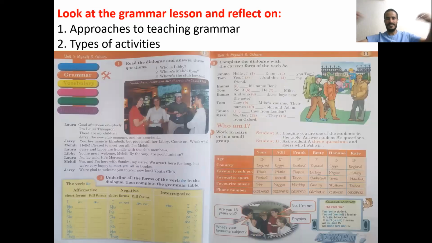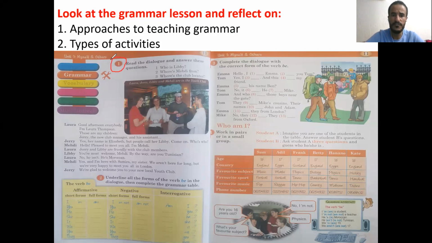Now, practice. So look at this lesson. This is a grammar lesson about present continuous. Now, I want you to focus on approaches to teaching grammar. Which approach is used or this lesson focuses on? So let's start here. Just follow me, please. So this is activity number 1. Read the dialogue and answer these questions. Who is Libby? Where is Mehdi from? Where is the club located? What is this?